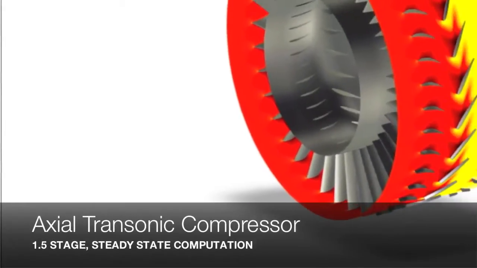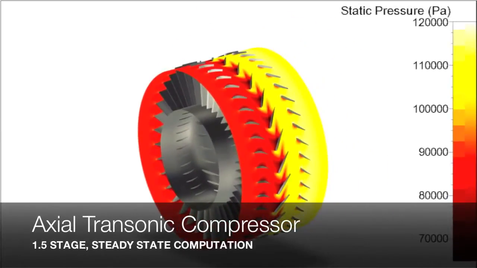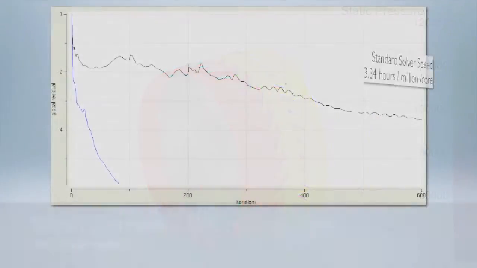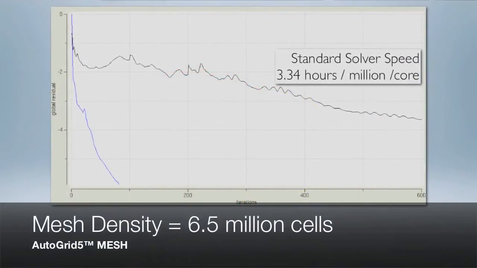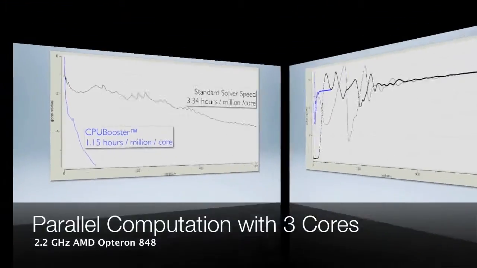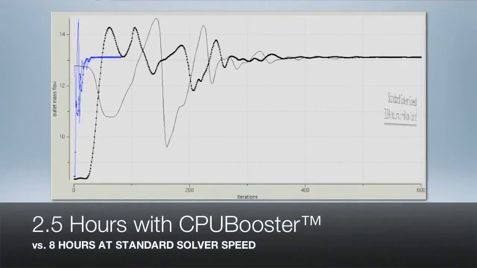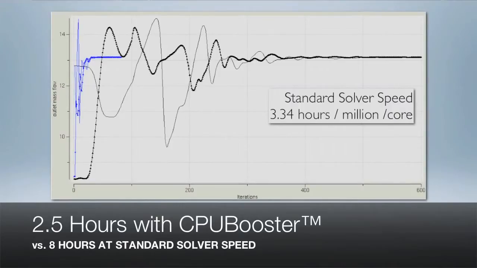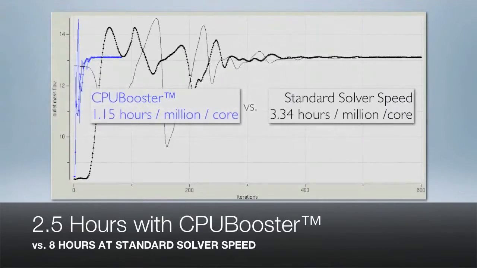This 1.5 stage transonic compressor is a perfect example of the benefits of CPU booster. With a mesh size of 6.5 million cells, distributed on 3 processes, at standard solver speed, convergence is reached after nearly 8 hours. With CPU booster, convergence is reached in only 2.5 hours.